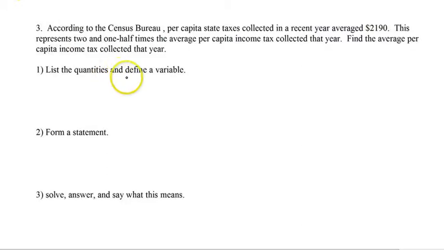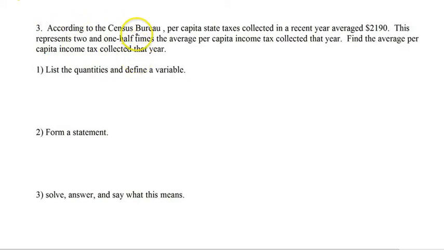Okay, according to the Census Bureau, per capita state sales tax collected in a recent year averaged $21.90. This represents 2.5 times the average per capita income tax collected that year. Find the average income tax collected that year.